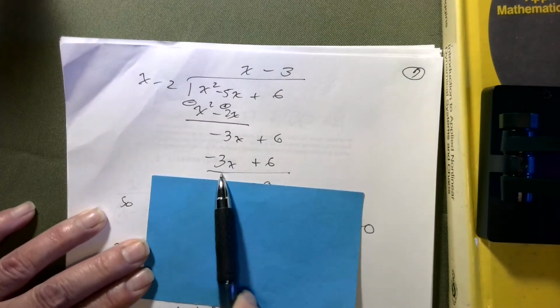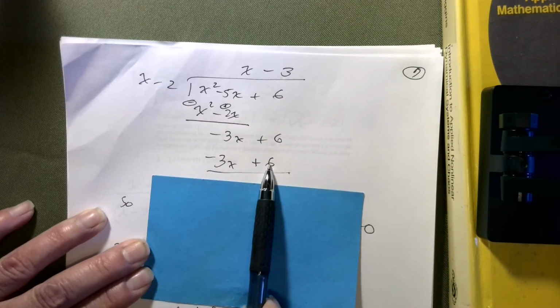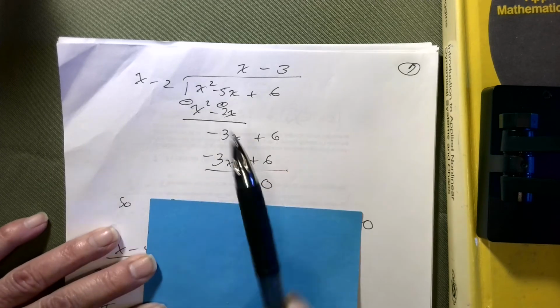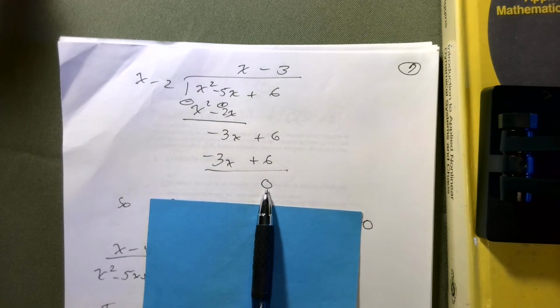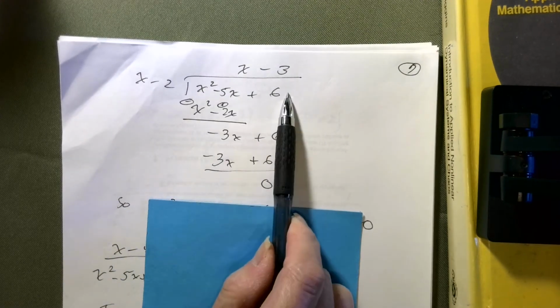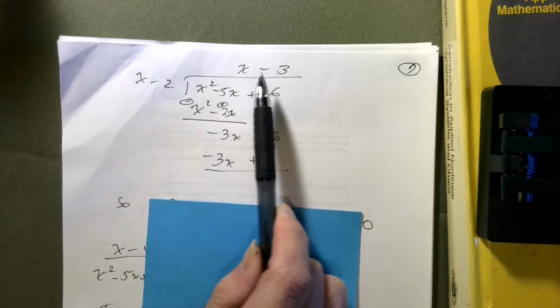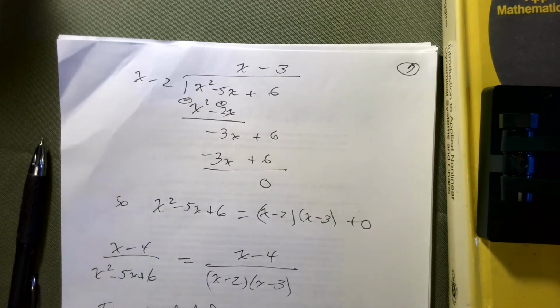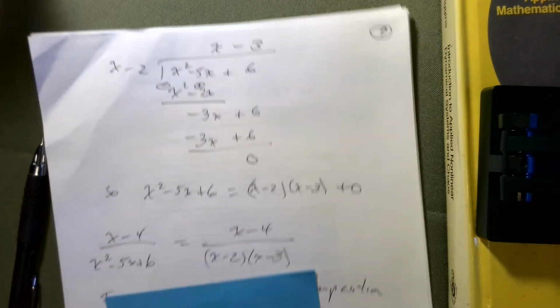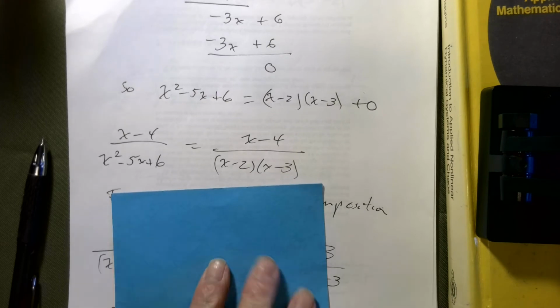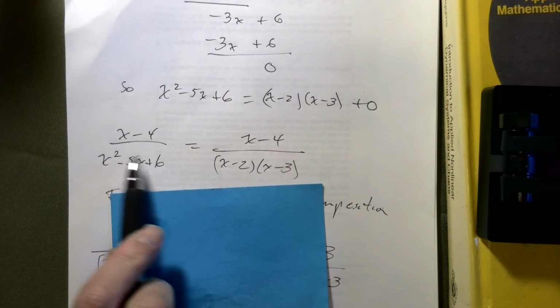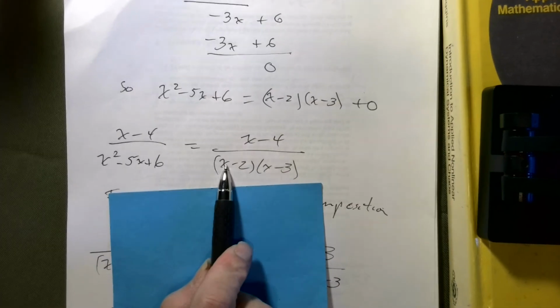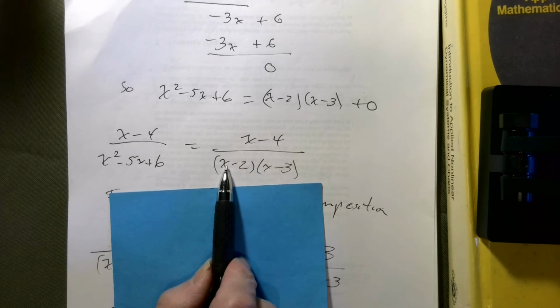So if I do that, I get a negative 3x and a positive 6, and notice the remainder is what? Indeed 0. So I know how to factor now. This guy is this times this with a remainder of 0. We factored. So what this is saying is I can rewrite the denominator as this. So now we're going to do a partial fraction decomposition.